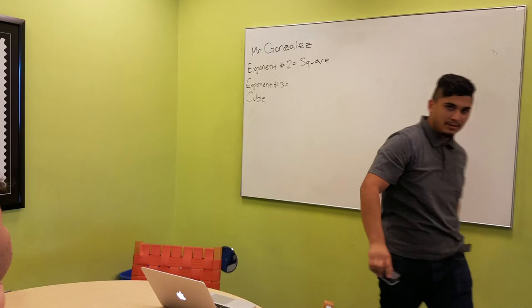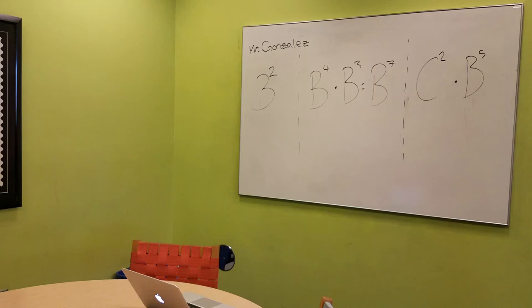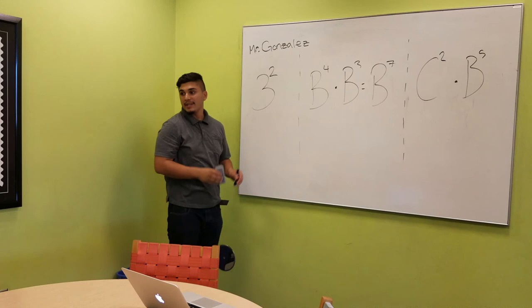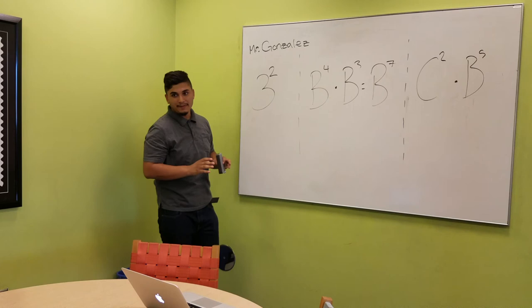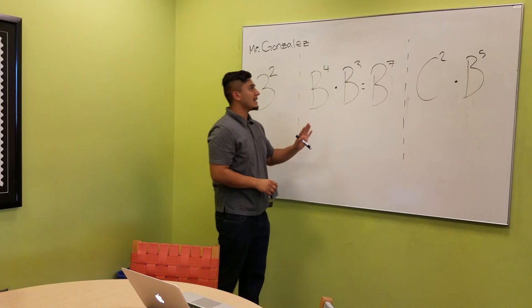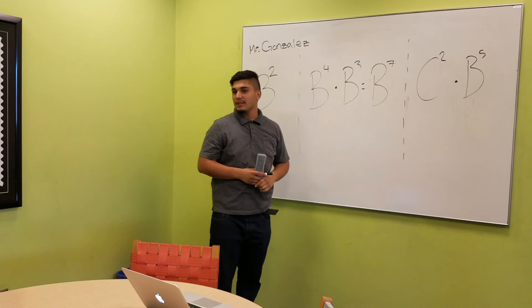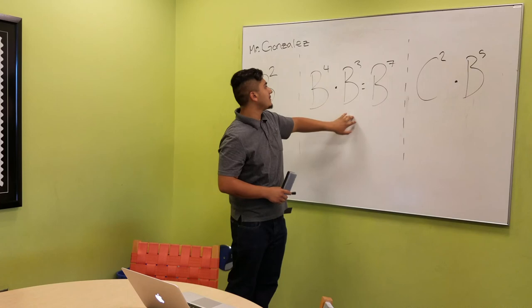So would you guys say you understand? All right, the three big ideas I want you to go away with: first, 3 to the power of 2 means 3 times 3, not 3 times 2. Know the difference. Second, when you have the same constant with exponents, you add. You don't subtract, multiply or divide, you add. So b to the power of 4 times b to the power of 3 is b to the power of 7. You add the exponents when there's a multiplication sign in the middle.